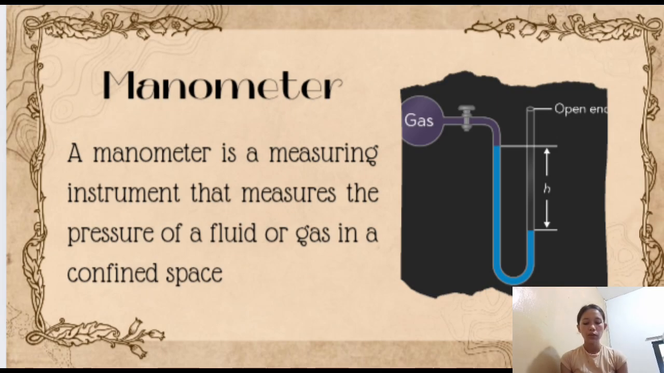Since we already know what a barometer is and how to calculate using the barometer equation, let's now proceed to knowing what a manometer is. A manometer is a measuring instrument that measures the pressure of fluid or gas in a confined space. It is a device similar to a barometer, and it is used to measure not atmospheric pressure but rather the pressure exerted by a gas that is trapped in a container.